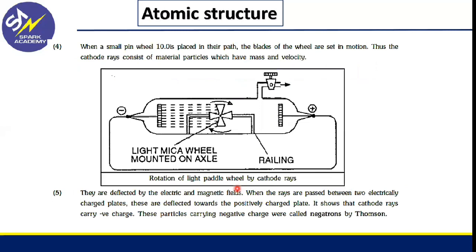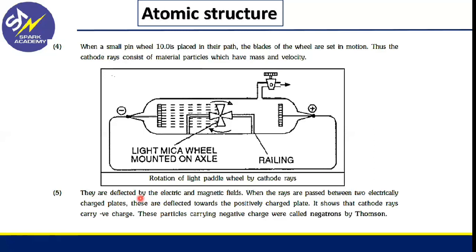The next property is that suppose we place a small pinwheel in the direction of the cathode rays, where the cathode rays emerge. When this pinwheel is placed in the path, the blades are set in motion when the cathode rays move. So what does that mean? That means these cathode rays have some amount of mass and velocity that is able to move this pinwheel, isn't it? It is able to rotate these blades. That means it has some amount of mass and velocity.